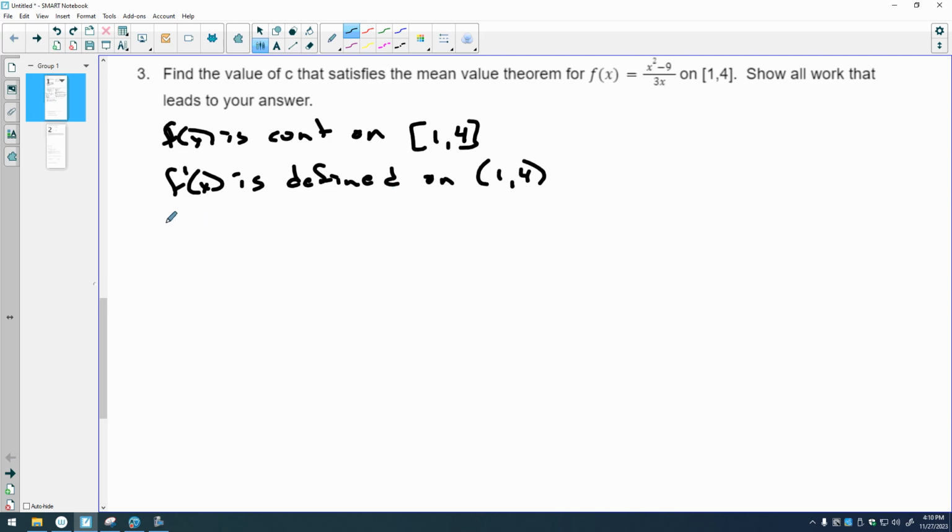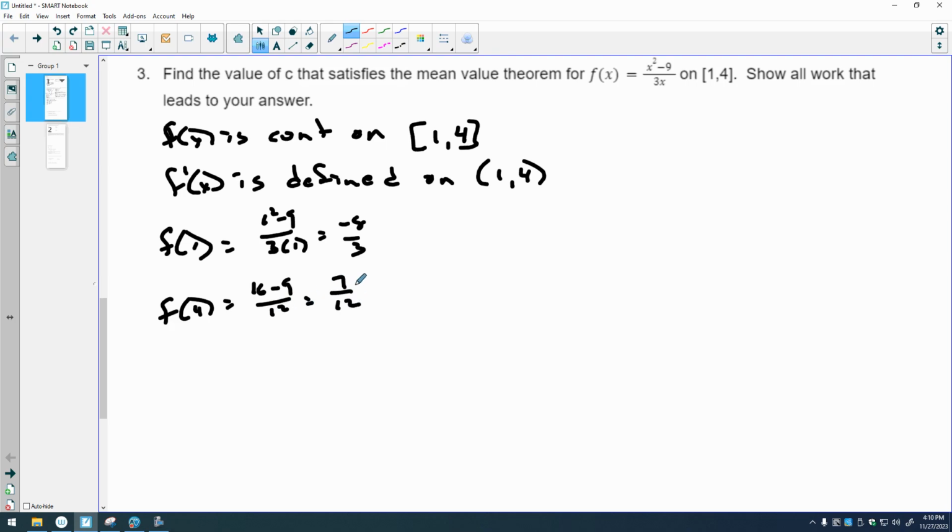Okay, so I've already stated f of x is continuous on the closed, f prime of x is defined on the open. So I'm going to find f of 1, I'm going to find f of 4, and I'm going to find the average rate of change between those two values. So plug in 1: 1 squared minus 9 over 3 times 1 gives me negative 8 over 3. Plug in 4, I get 16 minus 9 over 12, which gives me 7 over 12.